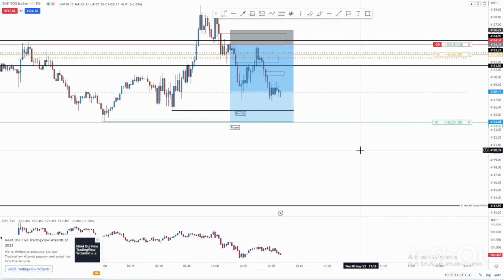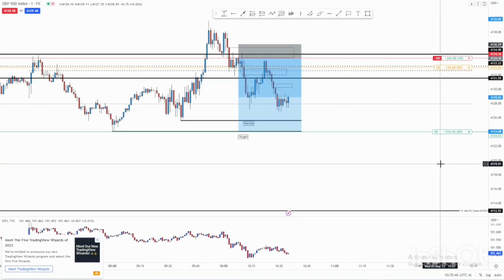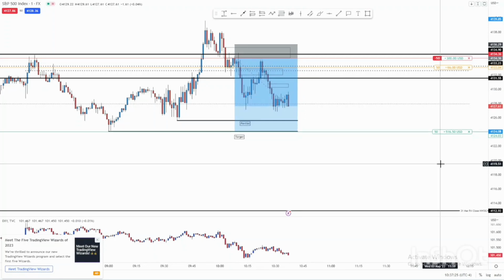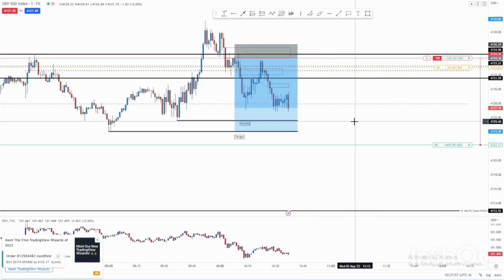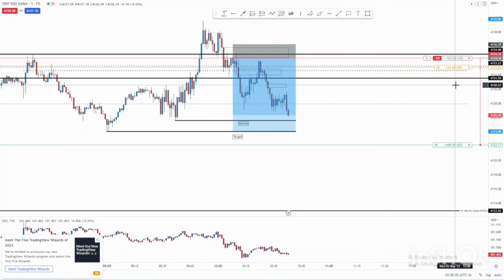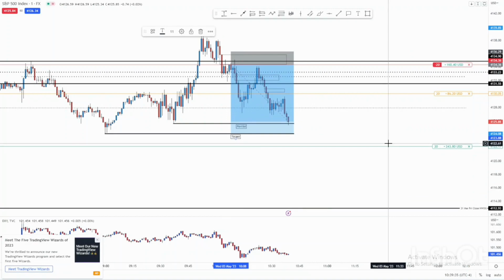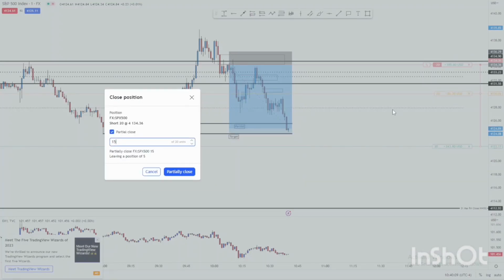So I decided to take my first partial right there, then move my stop into profit, and then wait till price hits where I marked my partial. After I've taken my first partial right there, this would actually be my first partial if it wasn't for the way the price is moving. So I just took my first partial off there.